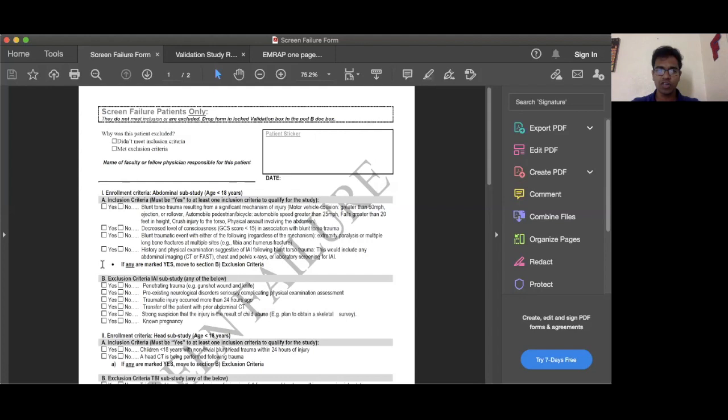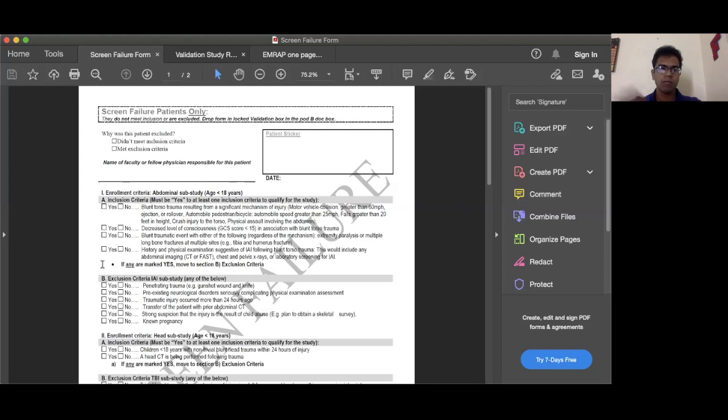First, we're going to discuss the procedure to follow when you've screened a patient and that patient does not qualify for the study. And then we're going to talk about the procedure to follow when the person qualifies for the study after you've screened them.